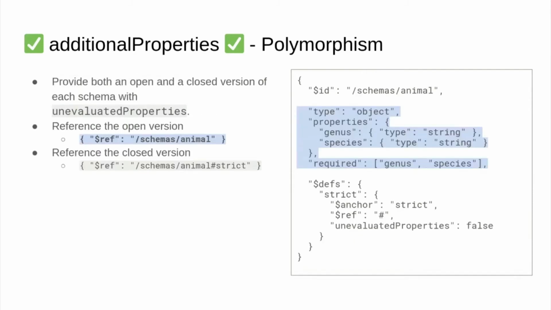In cases where you want these schemas to be closed, I suggest writing your schemas so that both an open and closed version is available. In this example, we provide an open version of the schema by default. The cat schema can reference this open version of the schema when it extends animal. Then you can provide an alternate version that closes the schema with unevaluatedProperties. The closed schema can be referenced instead of the open one when strict validation is required.